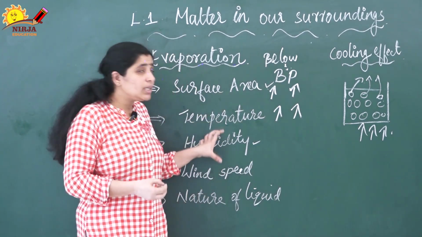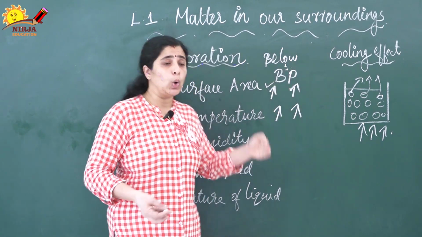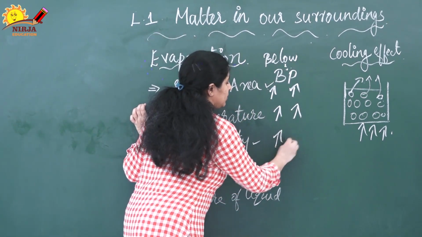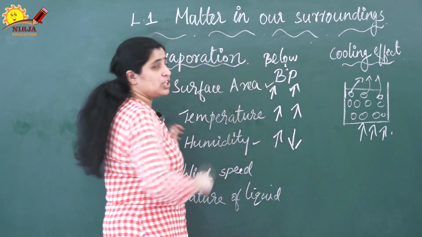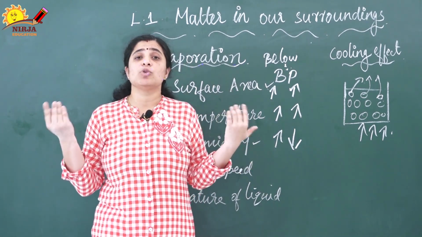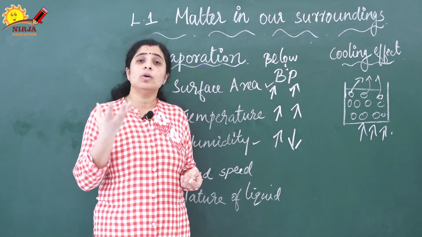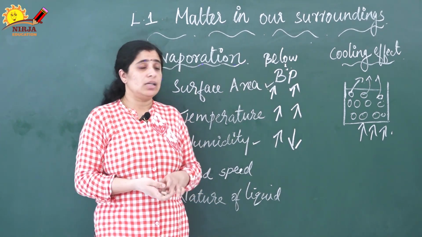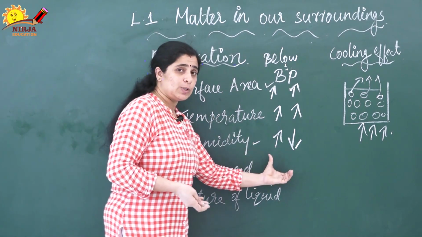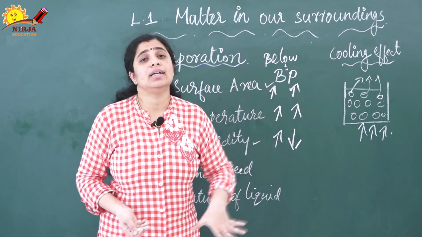So when humidity is more, the rate of evaporation will be low. The reason is that the atmosphere can't accommodate more water vapor or water molecules. That is the reason. So when humidity increases, what happens? The rate of evaporation decreases.